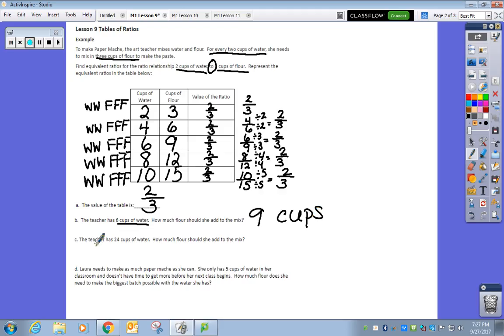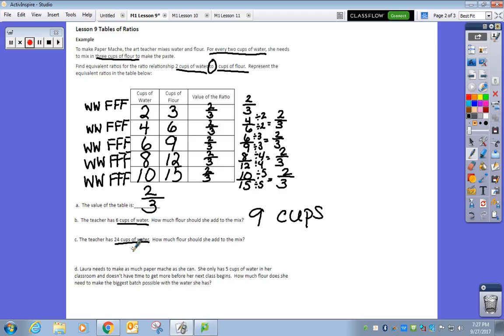The next one says the teacher has 24 cups of water. How much flour should she add to the mix? Now what's interesting with this one is that we do not have 24 cups of water in the table. So there's a couple of different ways we can do this.